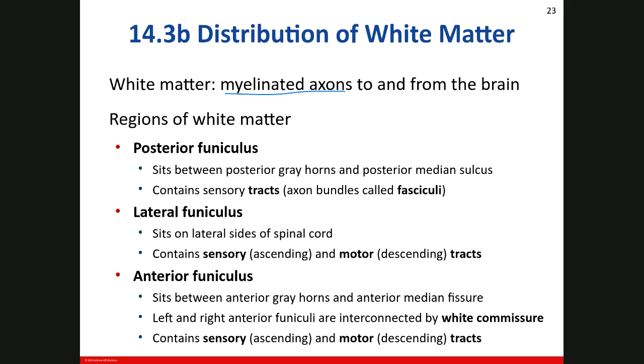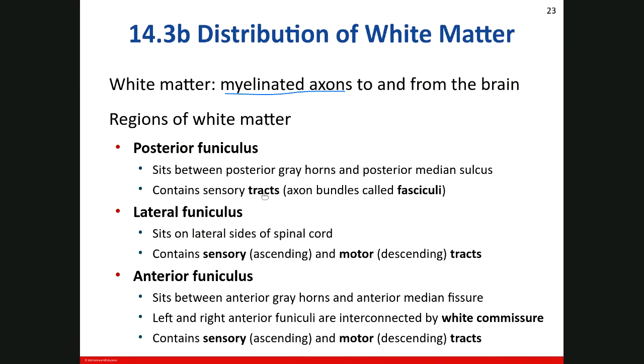The posterior funiculus is located between the posterior gray horn and the posterior median sulcus. It contains sensory tracts. What is the meaning of sensory tract? Sensory tract means it brings information to our central nervous system. And in the posterior funiculus, we have sensory neurons, sensory axons, which go up to our brain and bring information up to our brain.